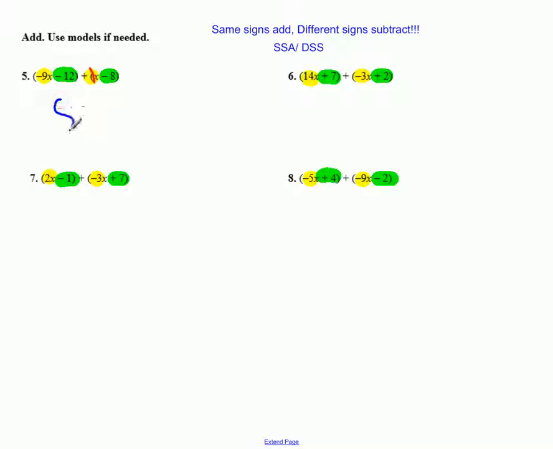You heard me say it. I'm going to say it a lot. When I subtract 9 and 1, I get 8. Final answer is going to be negative because 9 has a larger value. Negative 12, negative 8, that's the same signs add.